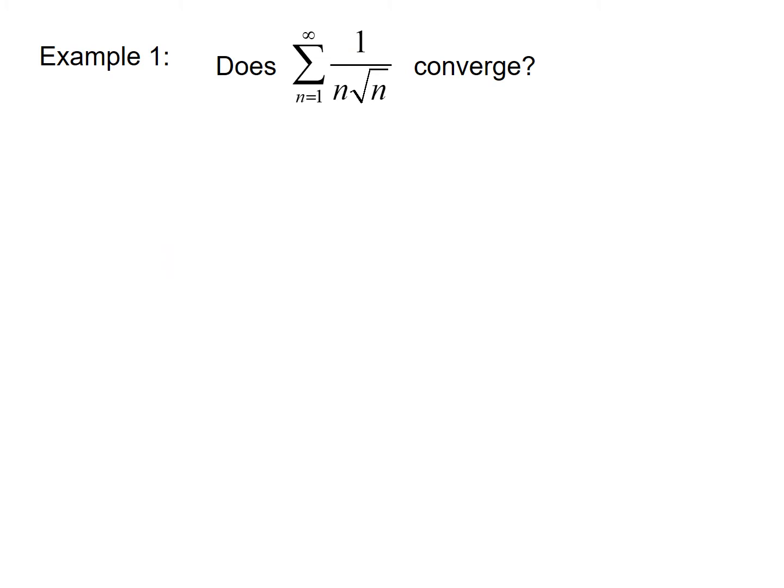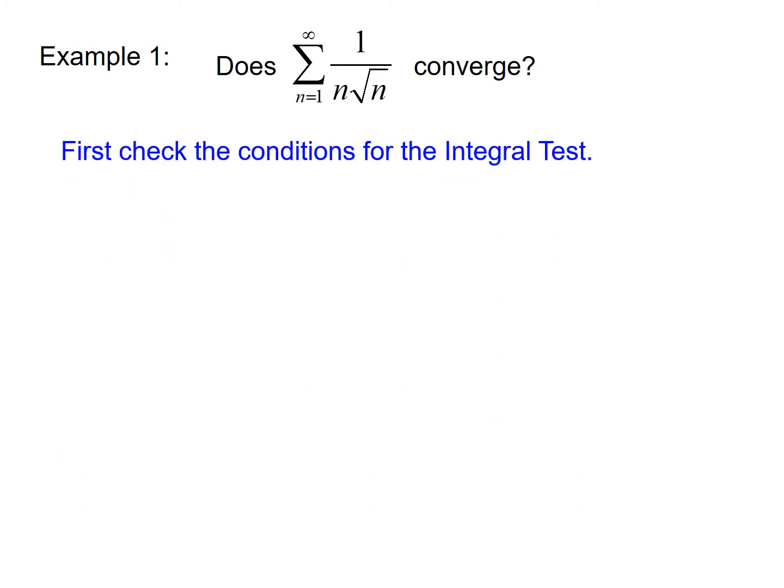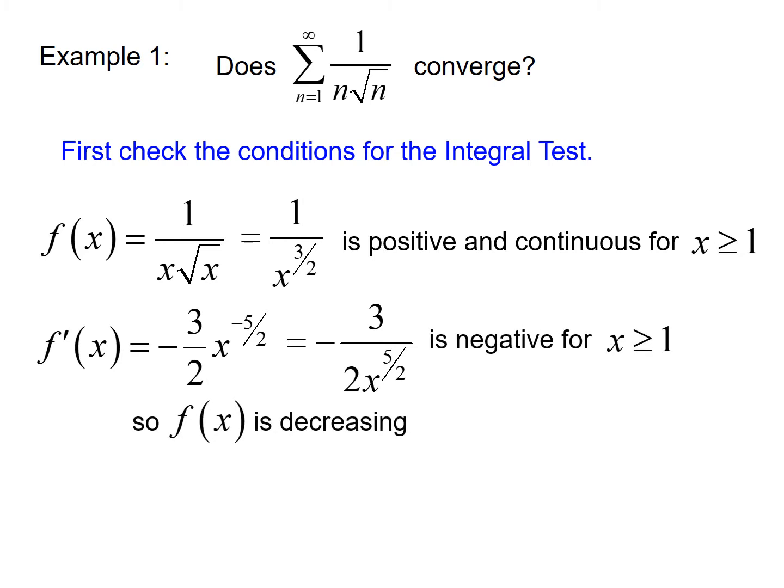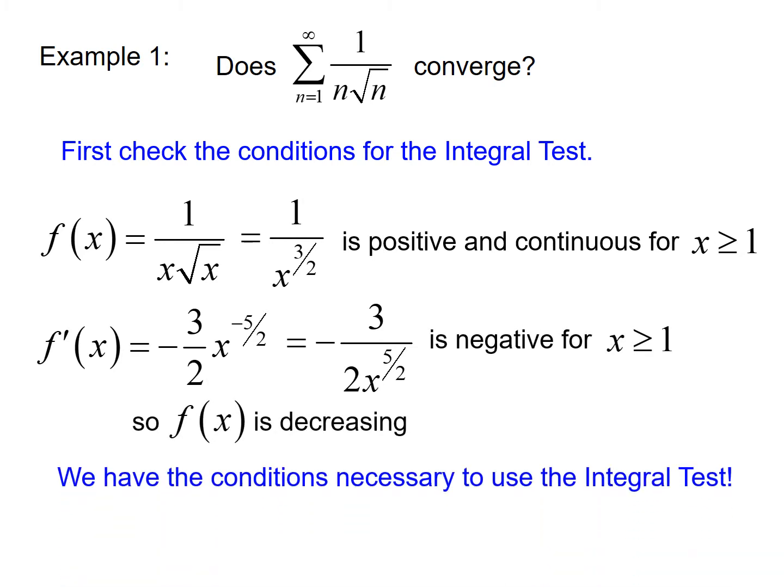All right, so we want to know if this series converges or diverges. Well, first let's check the conditions for the integral test. We turn this into a function f of x, and we can rewrite that function using a little bit of algebra as 1 over x to the 3 halves. This function is positive for all values of x greater than 1. It's continuous for all values of x greater than 1. We also need to verify that it's decreasing, and we can do that by taking the derivative and realizing that for all values of x greater than 1, this will be negative, meaning f of x is decreasing. So we have all of the conditions necessary in order to use the integral test.